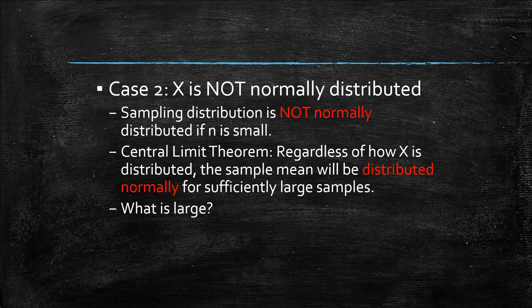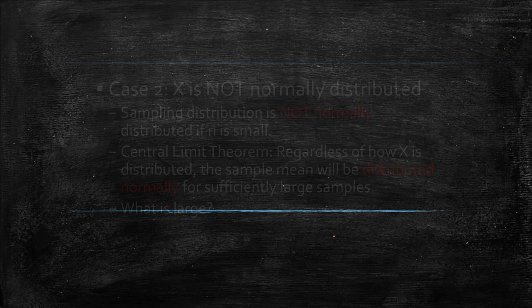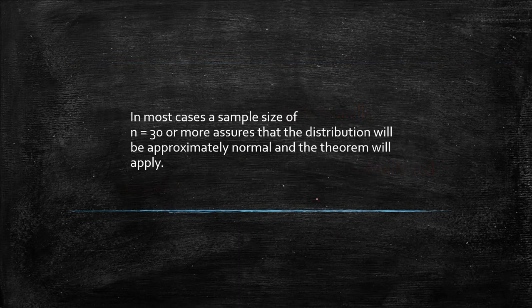So if it's not normal, then our sampling, of course, would be not normal if we have a small sample size. But we have this great thing called the central limit theorem, which we will not prove in this course, but you need to understand what it says. It says, regardless of how that population is distributed, it could be left skewed, right skewed, bumpy all over the place, the sample mean will be normally distributed if we have a large enough sample. So what's large? That is the key word. For us, large is 30 or more.